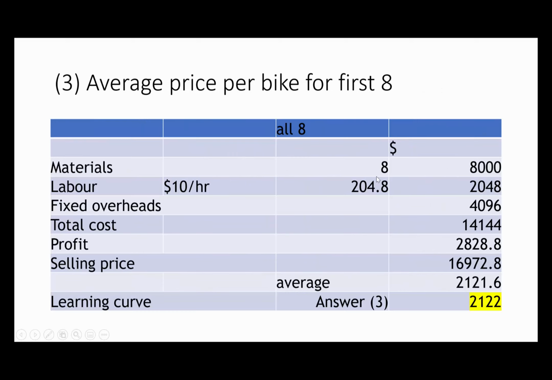We put that in. We have 8 times the material requirement, and then we go down. It gives us a total selling price, I suppose, or charge of 16,972.8. We then divide that by 8 to give us the average selling price per bike, and round it off to the nearest whole dollar, 2,122.